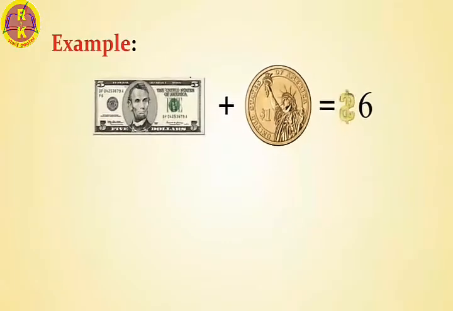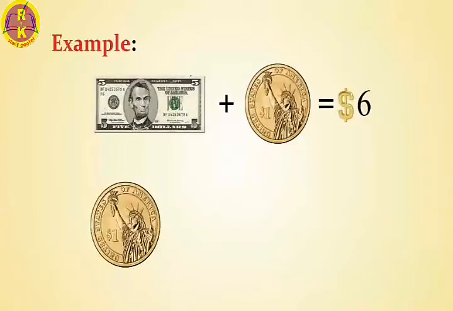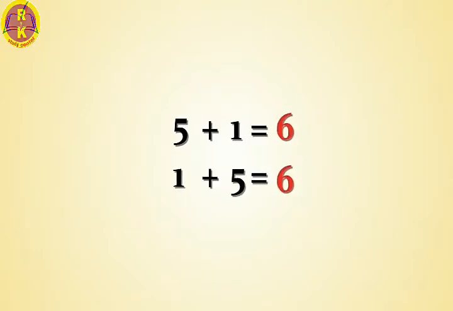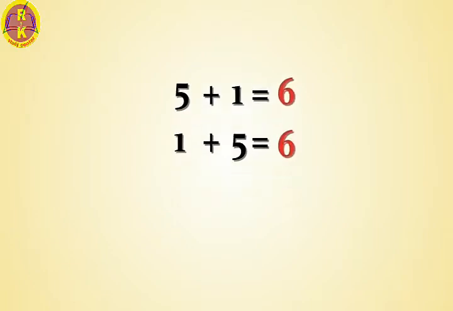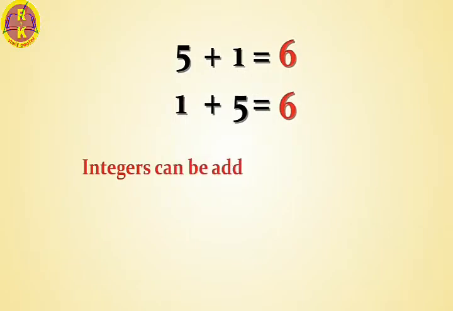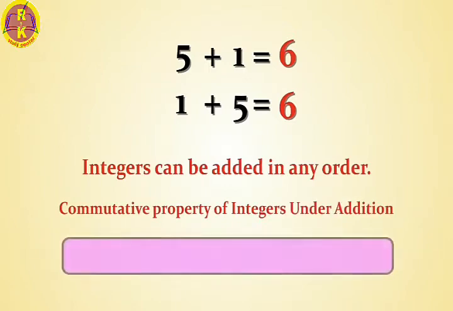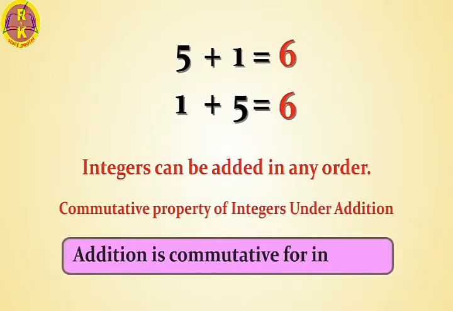Likewise, if we take a coin of $1 and add a note of $5 to it, again we get the value of $6. We can write it as 5 plus 1 equals 6 or 1 plus 5 equals 6. In both the cases, we get the same answer. This means that a set of integers can be added in any order. This is commutative property of integers under addition. Hence, addition is commutative for integers.